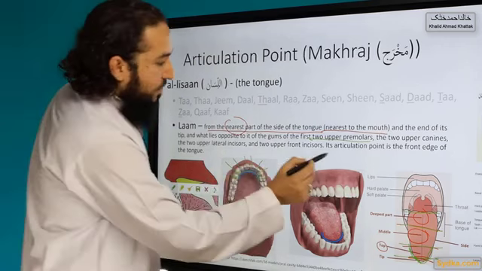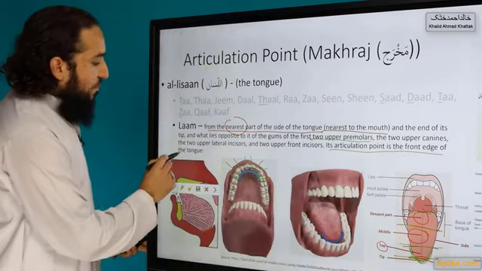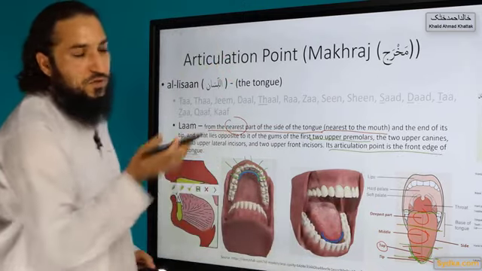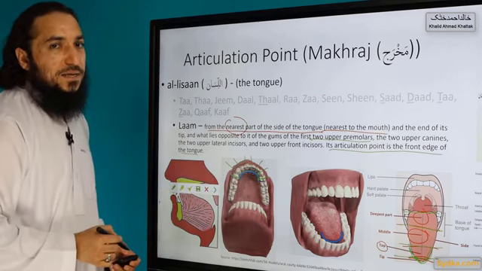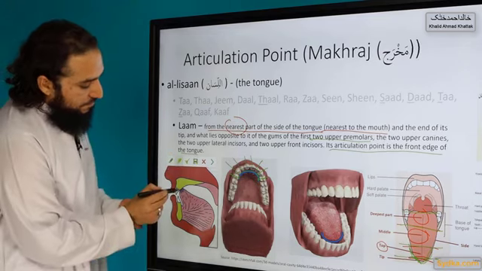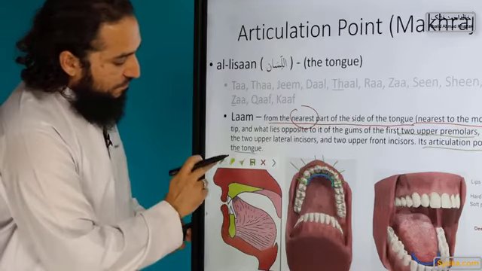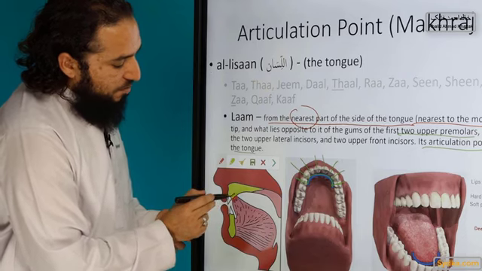And its articulation point is the front edge of the tongue, when it connects to that part. Lam, L, that is the articulation point. You can see here, and that's the opposite to it.